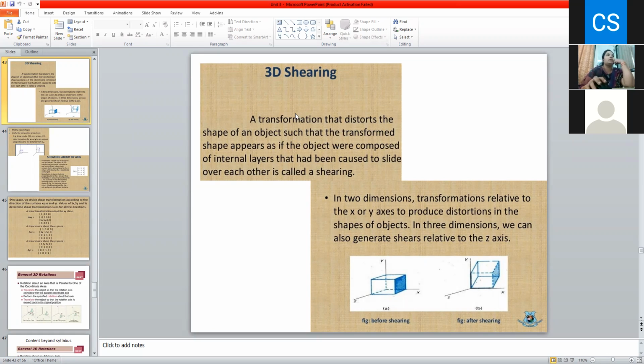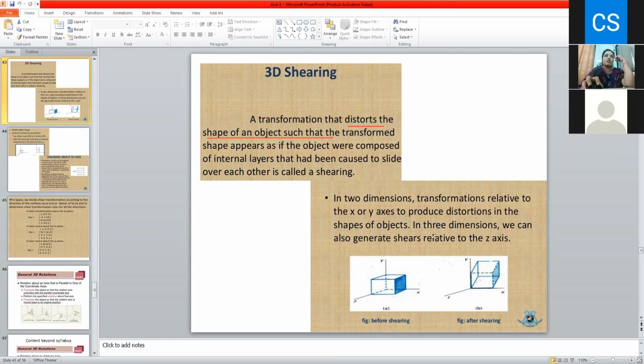So let us read these points. 3D shearing, it is a transformation that distorts the shape of the object. So already we have discussed, due to shearing, the shape of the object gets distorted. It is like shifting, the internal layers are caused to slide over each other. That is nothing but the shearing. In two-dimensional transformation, relative to the x-y axis, to produce the distortions.